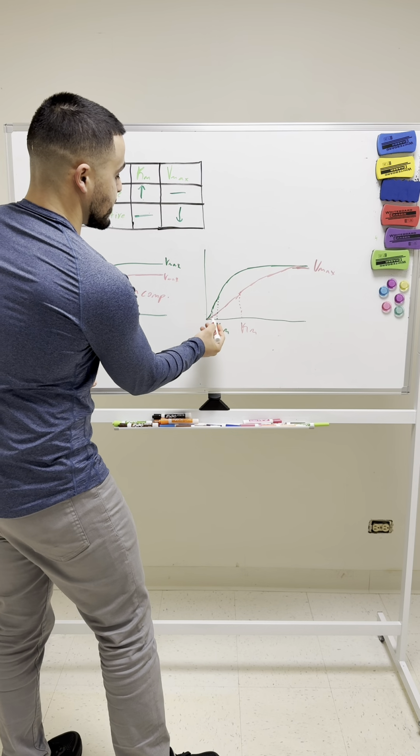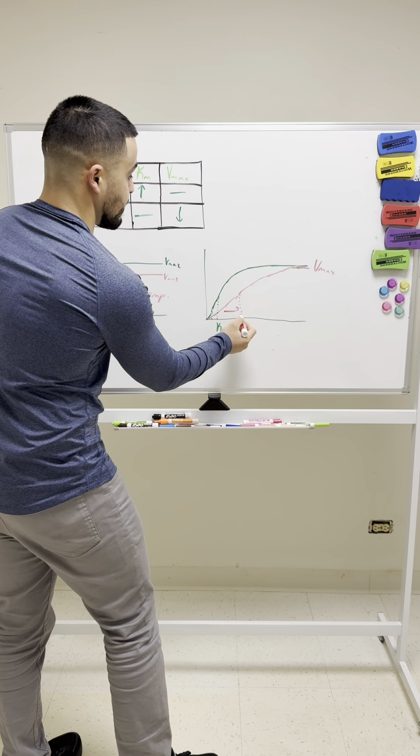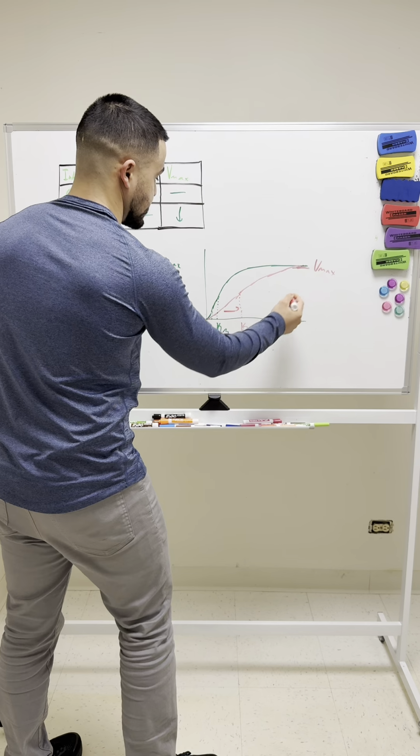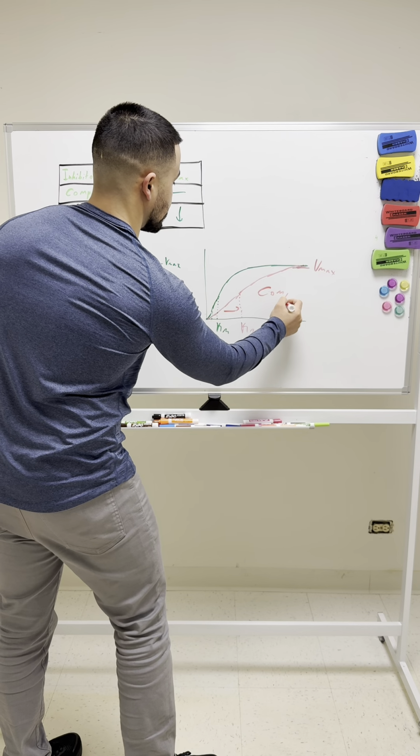Okay? And then, obviously, as you may have predicted, this is competitive inhibition, but let's walk through it. So Km, as you'll see, increased. And then Vmax, eventually, we were able to achieve the same Vmax, so it didn't change. And this is going to be competitive inhibition.